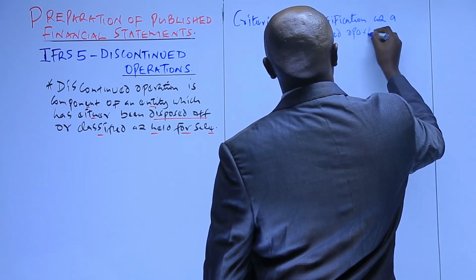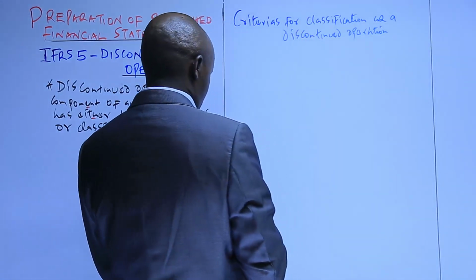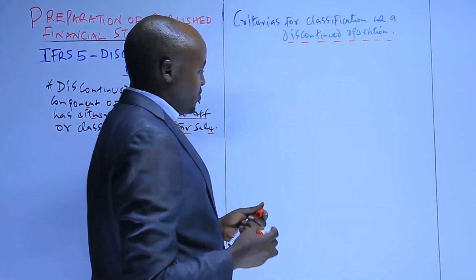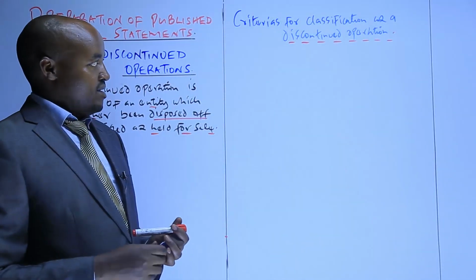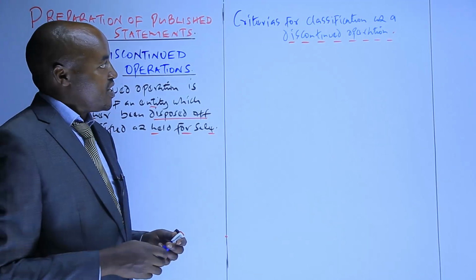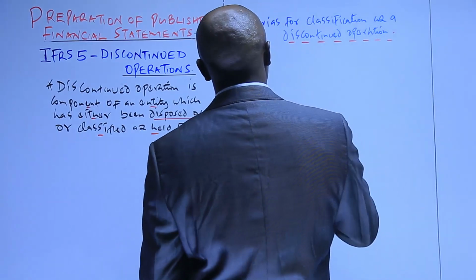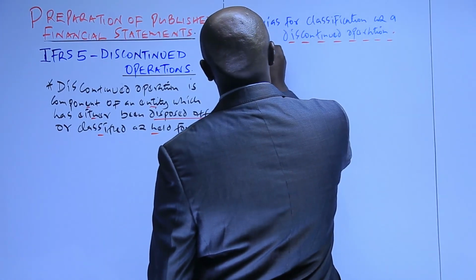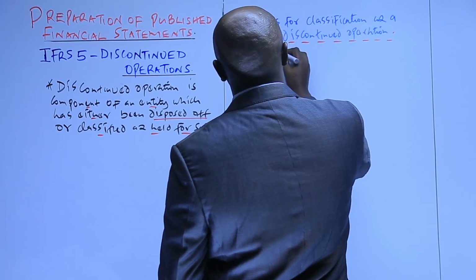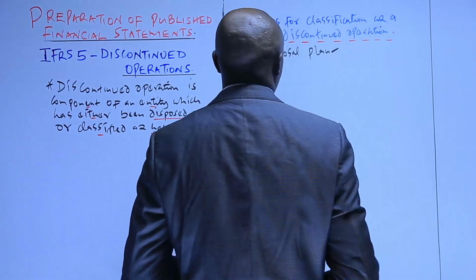Basically what this means is that for any component of an organization to qualify to be classified as a discontinued operation, it has to meet a number of criteria. So one of the criteria, number one, is that there must be what is referred to as a disposal plan. There must be something called a disposal plan.